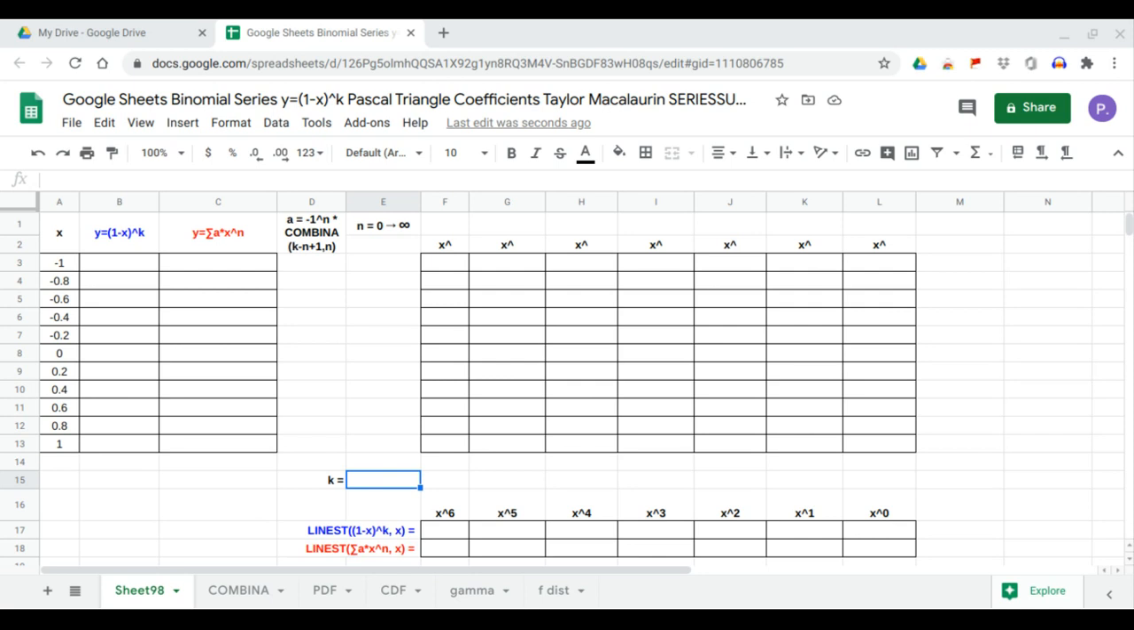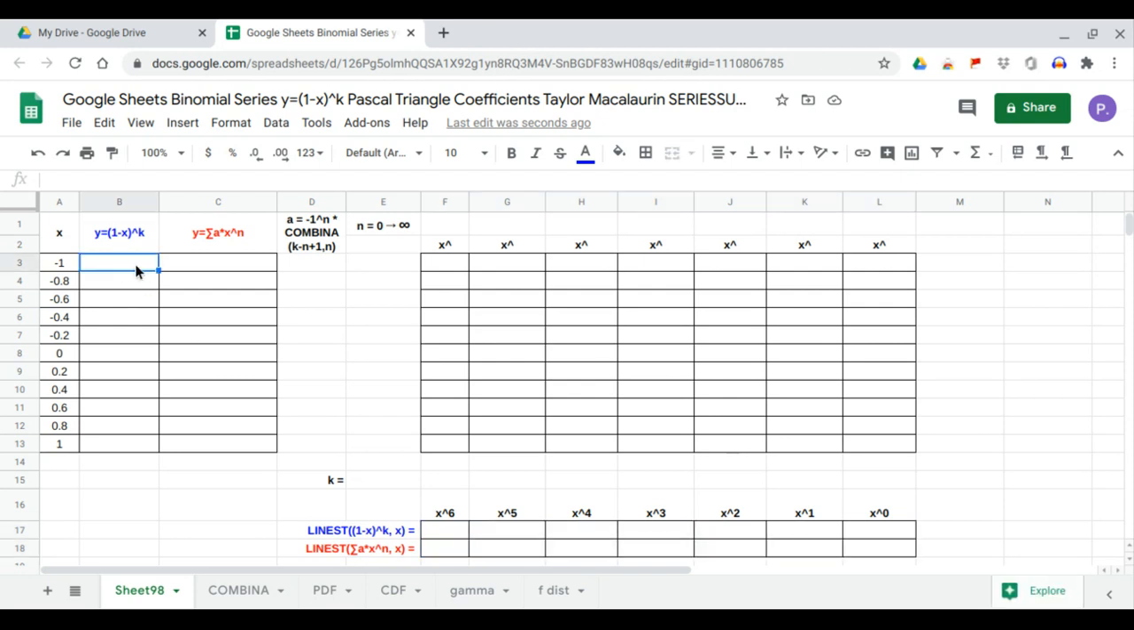In this video, we'll generate the binomial series of y equals 1 minus x to the power k. We also generate the trend line and the trend line equation for the polynomial, the expansion coefficient using the Taylor-Maclaurin series sum, and LINEST polynomial regression.